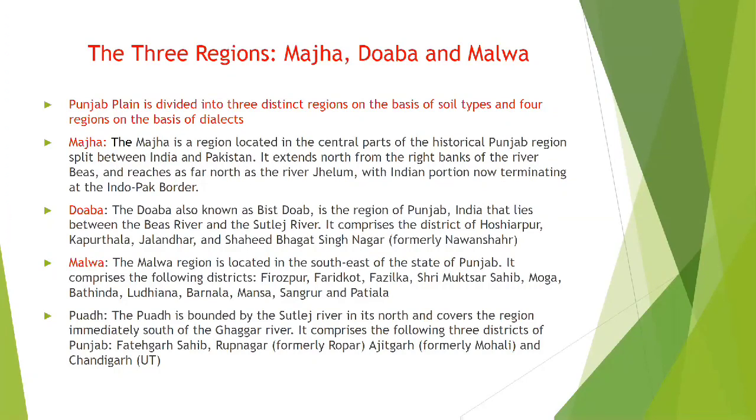Majha region is located in the central parts of the historical Punjab region, split between India and Pakistan. It extends north from the right banks of the river Beas and reaches as far north as the river Jhelum, with the Indian portion now terminating at the Indo-Pak border. This area is contiguous to Amritsar. It is Amritsar, Gurdaspur area, Tarantaran area. All this belt is the Majha area.